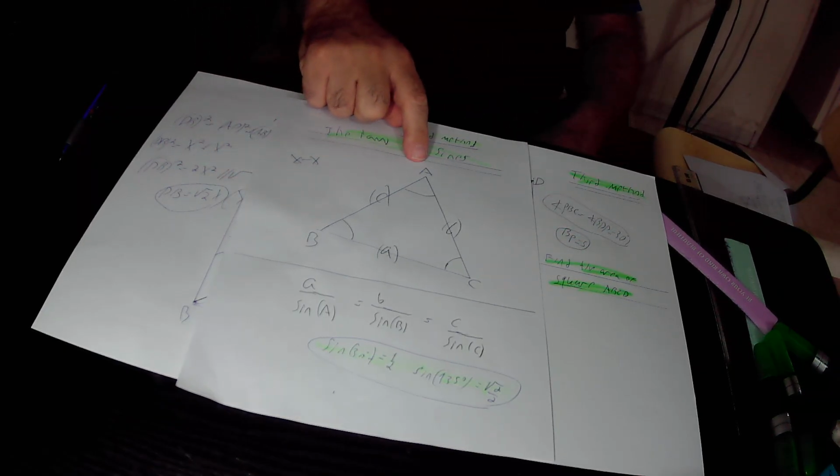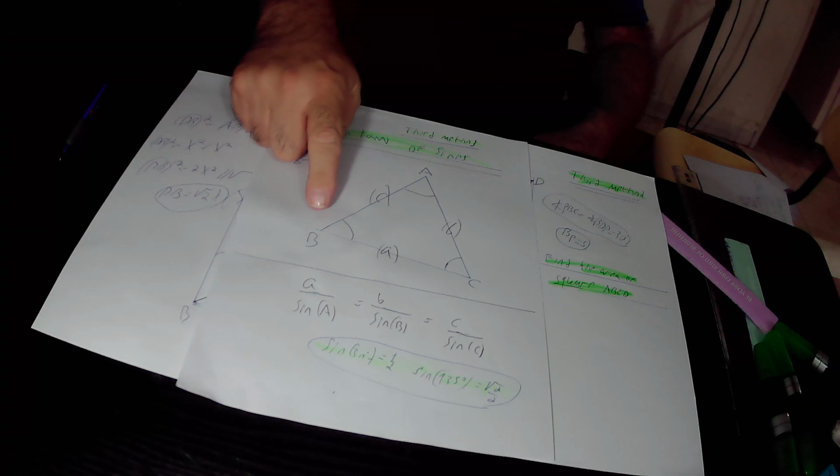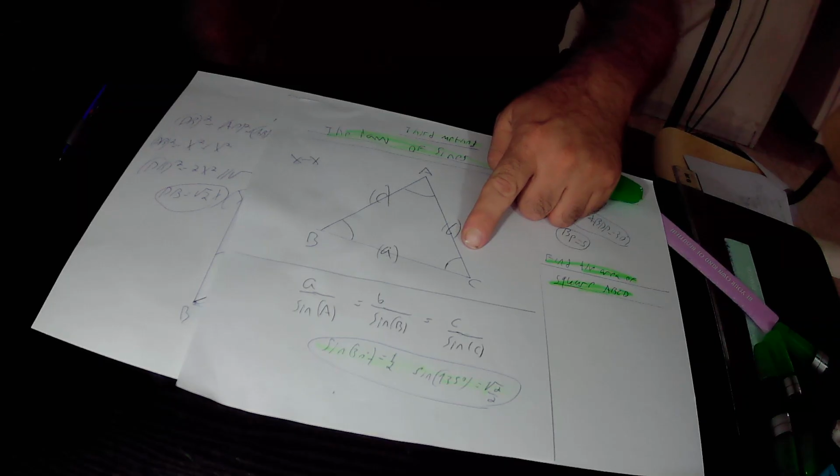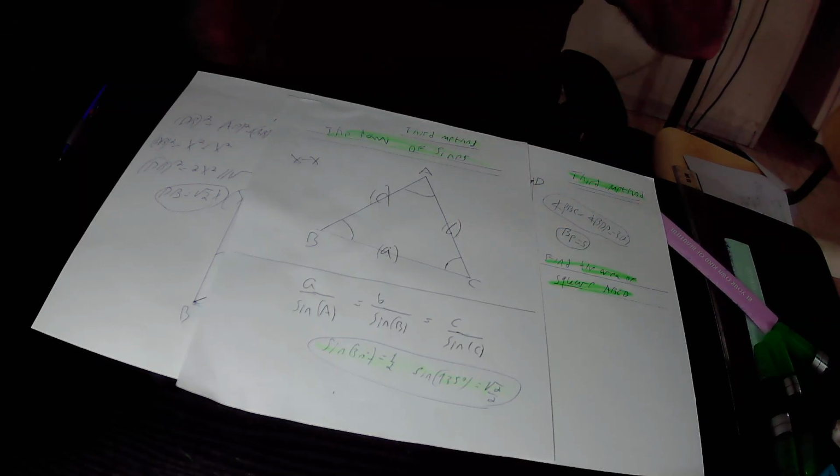This is angle BAC that equals capital A degrees in its size. This is angle ABC that equals capital B degrees in its size. This is angle ACB that equals capital C degrees in its size. So this triangle ABC could be any triangle.